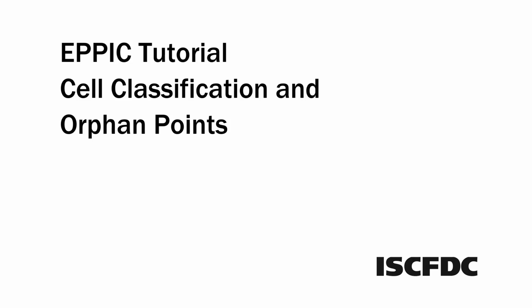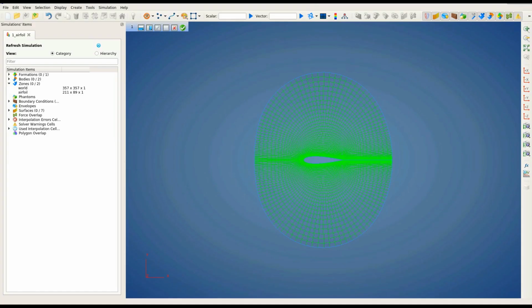In this EPPIC tutorial video, we will cover cell classification and go through several examples of interpolation errors. To understand why these come about, we first need to discuss cell types. In this example, we see an airfoil zone which lies in the world zone. The world zone is currently not visible.